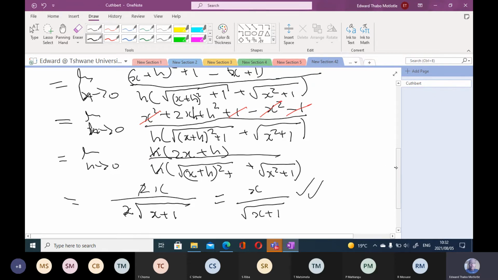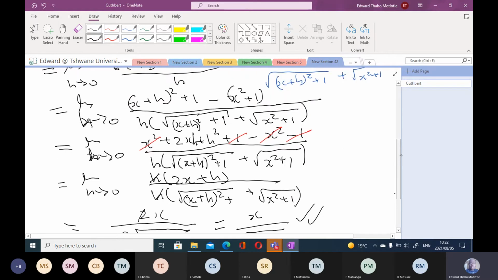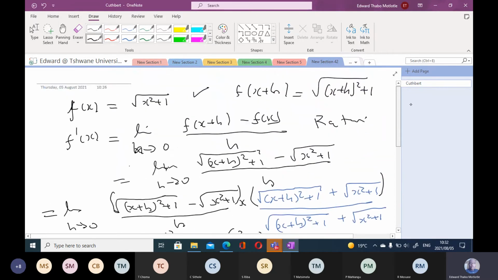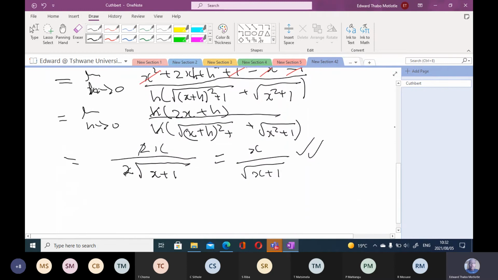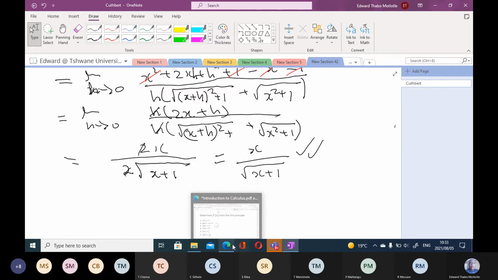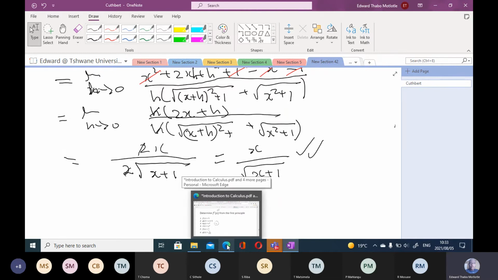That's the answer. So there are shorthand methods that you are going to use, but it's important that you are able to read this and be able to solve this type of question. Okay. Now I'm going to go back to my notes.